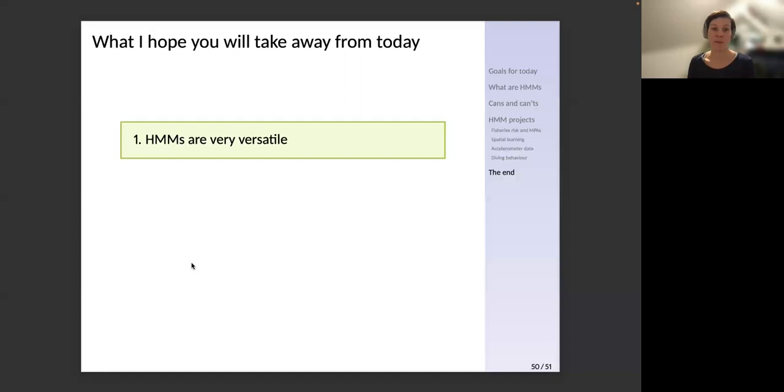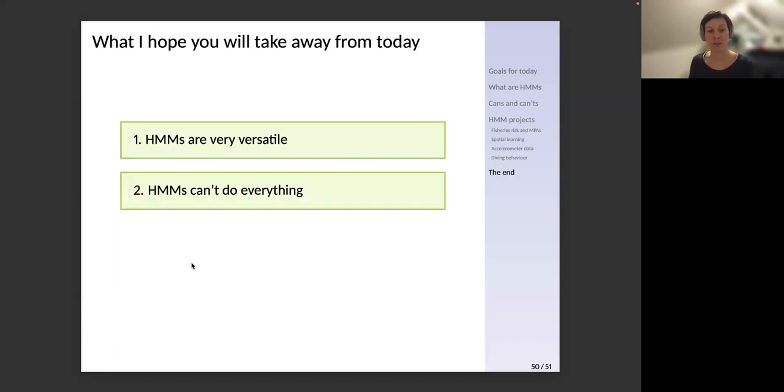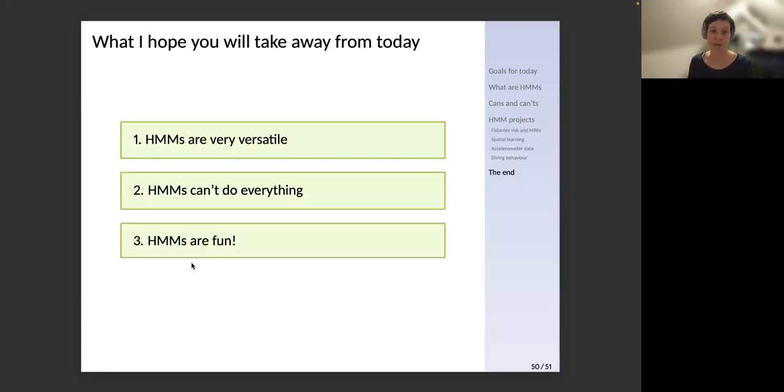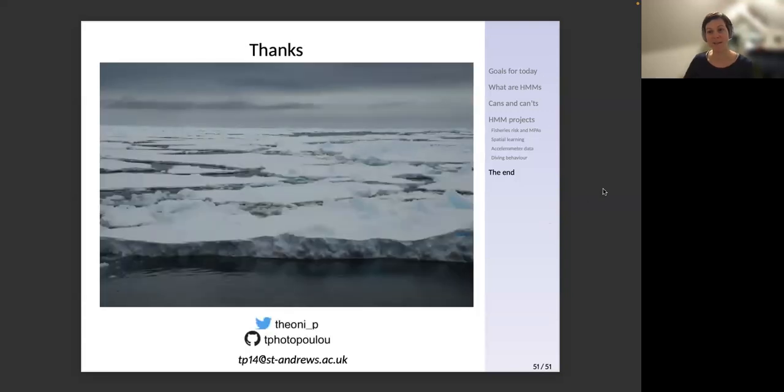So I hope with this brief intro and these 4 examples, I've convinced you that HMMs are really versatile. You can use them for lots of different things. They can't do everything, but they are really fun and you can use them in lots of different ways. I think that's it. And thanks very much.